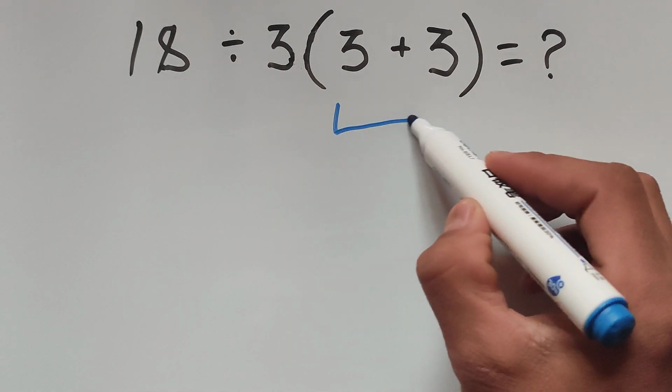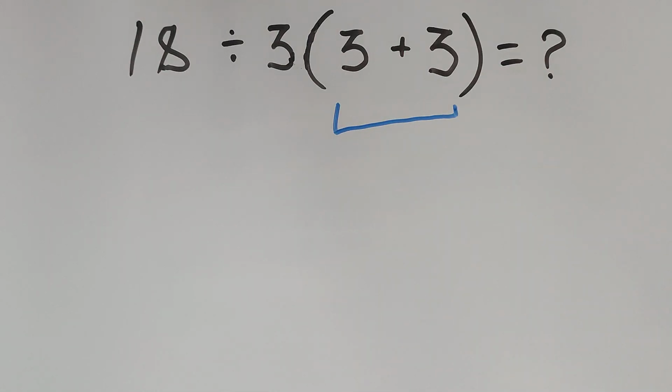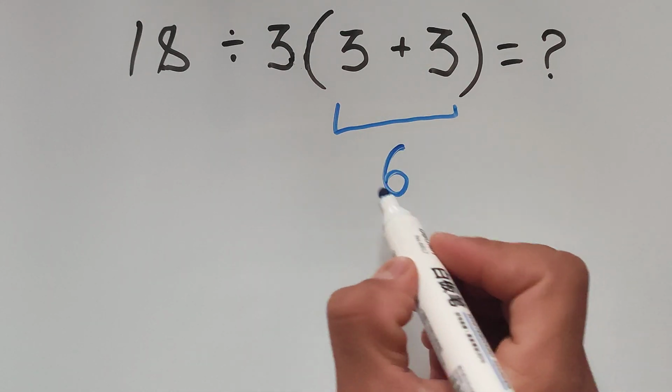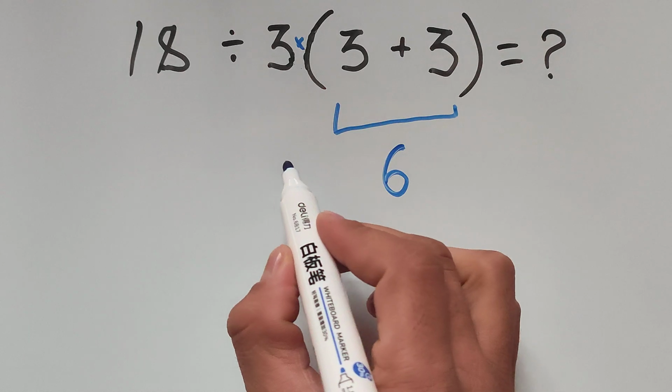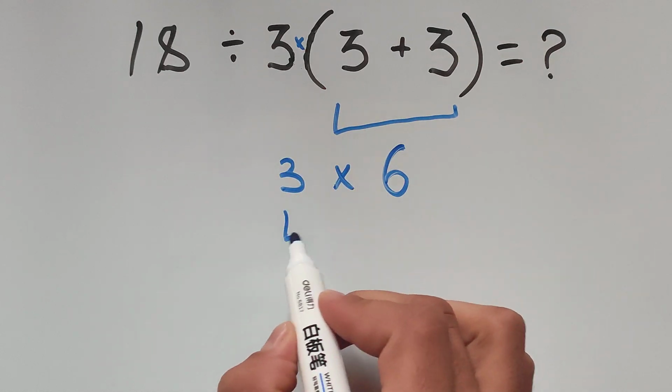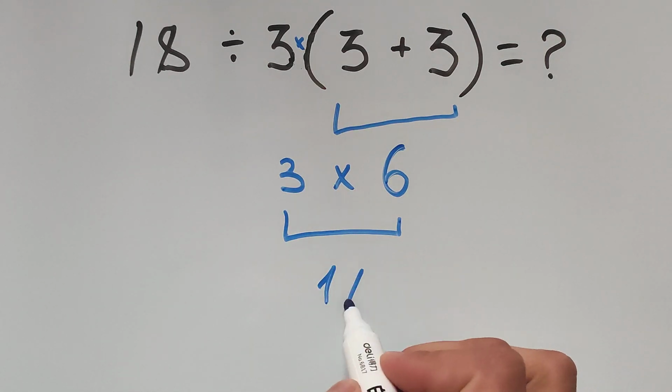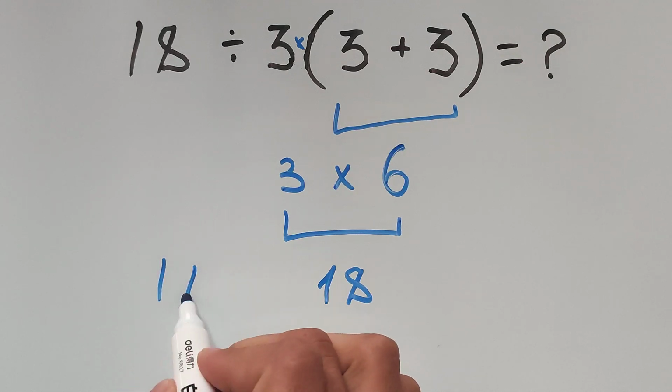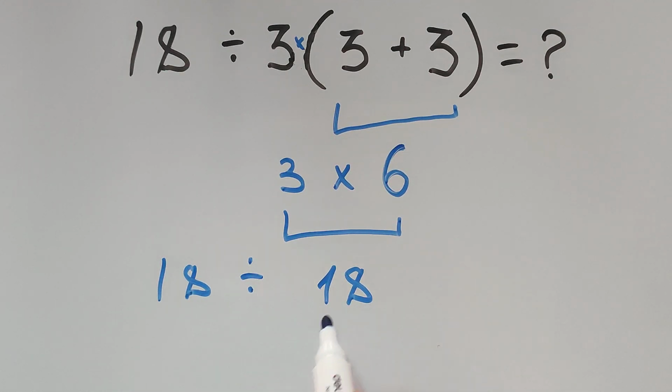First, we do this. 3 plus 3 equals 6, and there is multiplication here. 3 multiplied by 6 equals 18, and 18 divided by 18 equals 1. But this is not the correct answer.